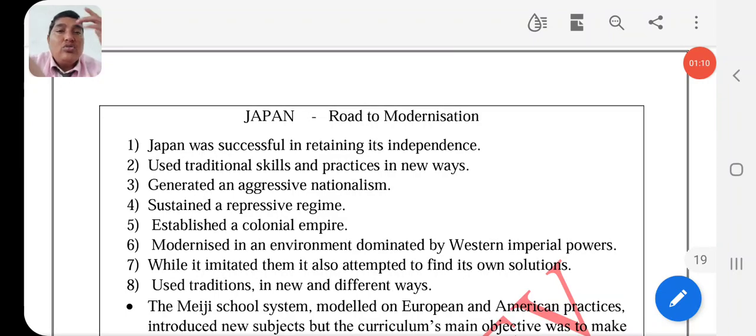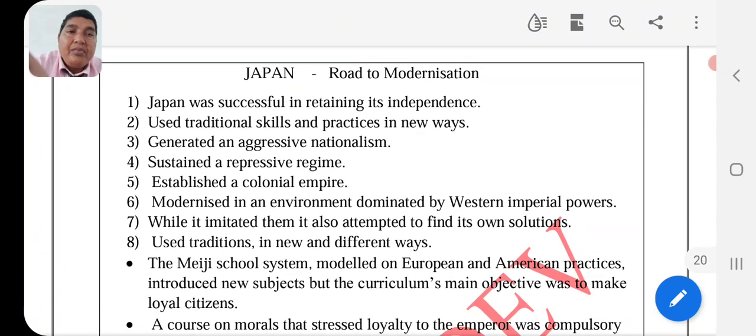It used its traditional skills and practices in new ways. It generated aggressive nationalism. They adopted nationalism, but in an aggressive way, and established colonial empires. Modernization took place in an environment dominated by Western imperial powers, which limited them, but they also attempted to find their own solutions, using the traditional in new, different ways.